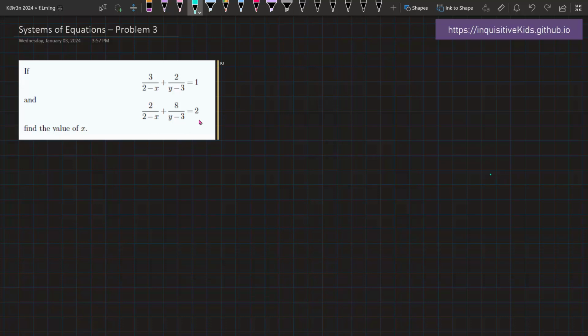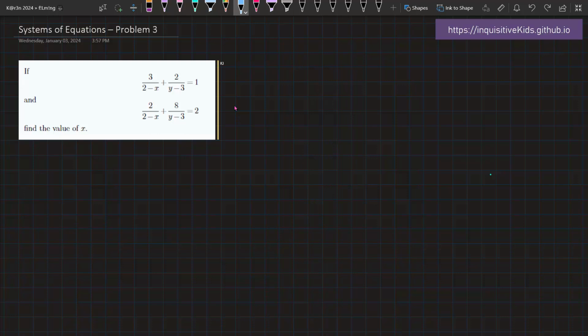Problem 3. We are given two equations that are said to be true, and they're coming in one system of equations. So we're trying to find the value of x. Well, when we see there's lots of denominators and multiple variables like this, we're going to try to make it as simple as possible.